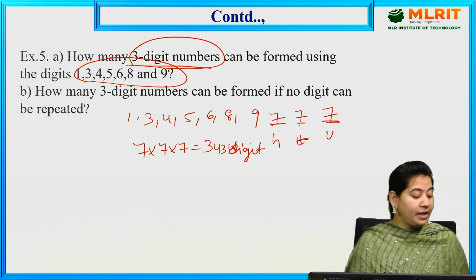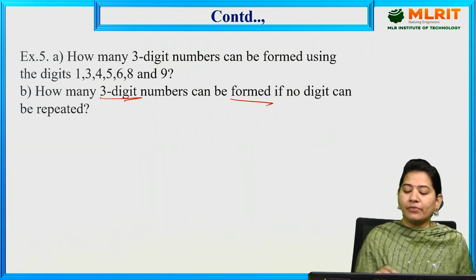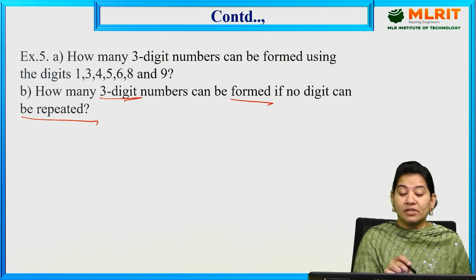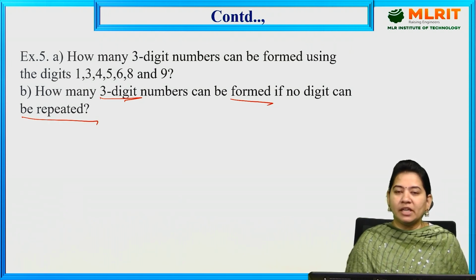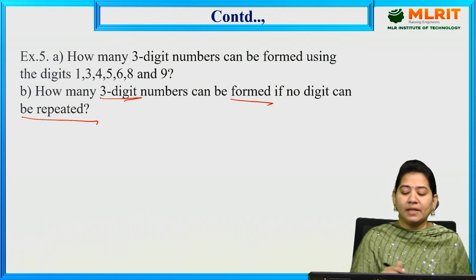So in the same way, what is the second question? How many 3-digit numbers can be formed if no digit can be repeated? In the first question, they did not give any restriction that all the digits should be different, that it should not be repeated. But whereas in part B, no digit can be repeated.